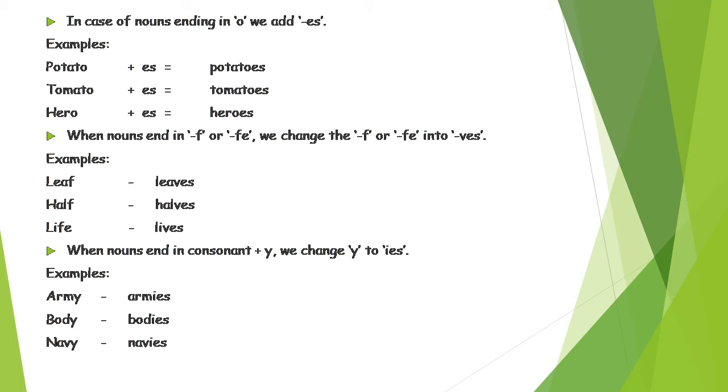An example of the same kind is tomato changes to tomatoes. As it ends with o, it is changed into its plural form by adding es. Another example is hero changes to heroes by adding es at the end of it.